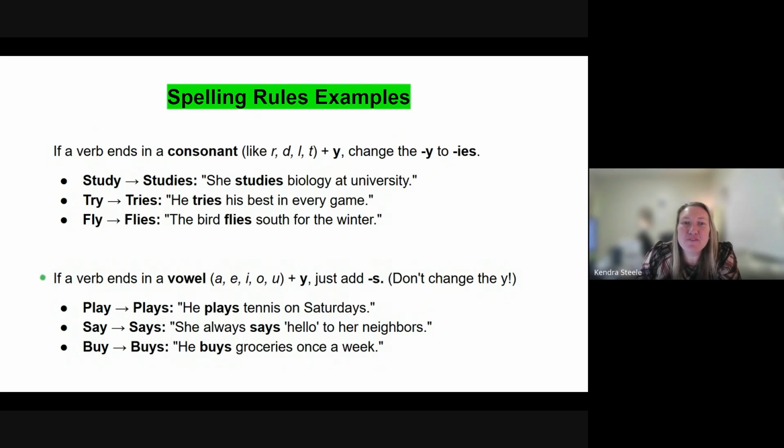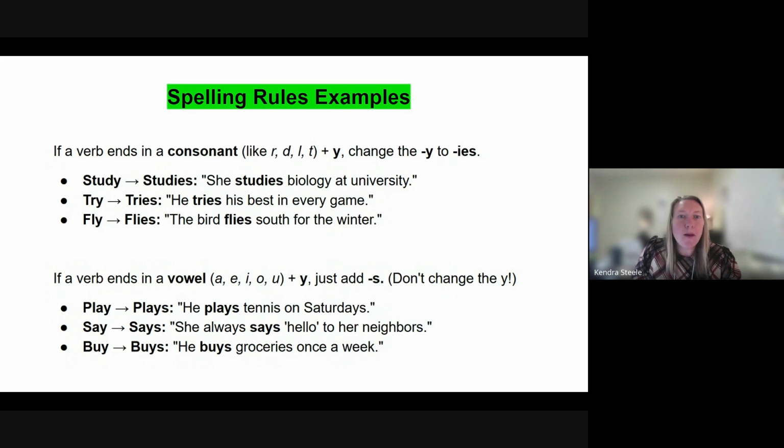And finally, if a verb ends in a vowel, A, E, I, O, or U, and a Y, you just add S. So you don't always change the Y. Okay, I put this here because I don't want you to think every time I see Y, it's IES. That's not true. If the consonant comes before the Y, we have DY, RY, LY, then you change it to IES. If there is a vowel and then the Y, you only add S.